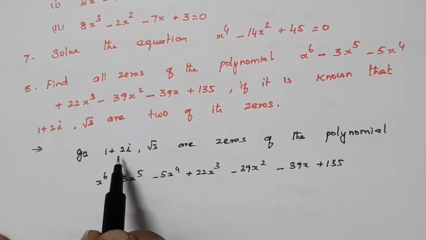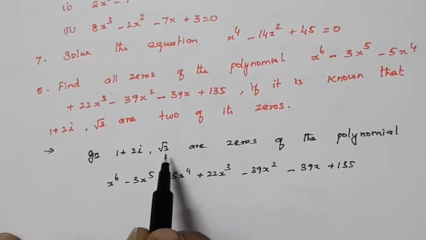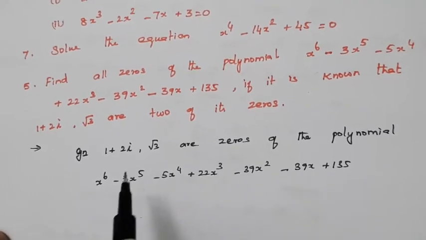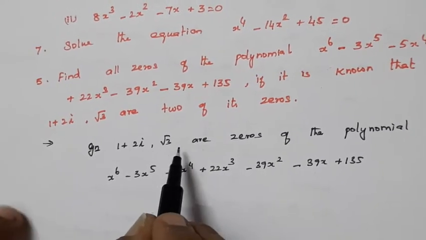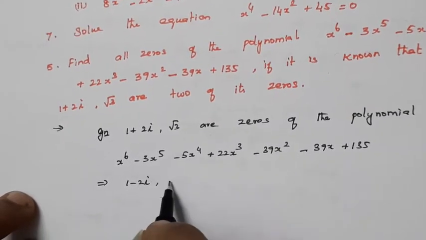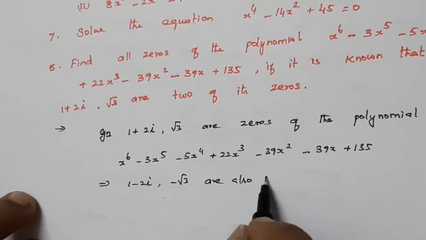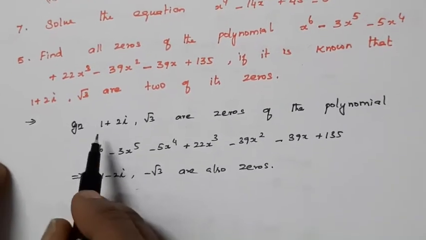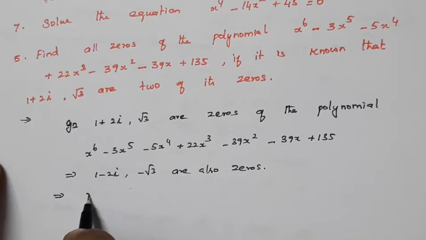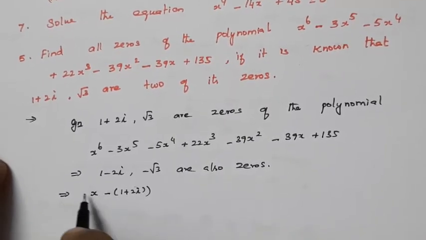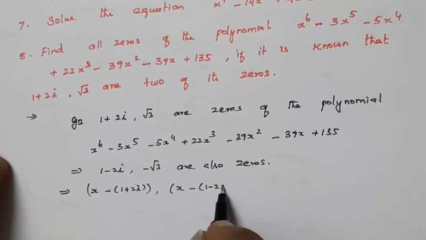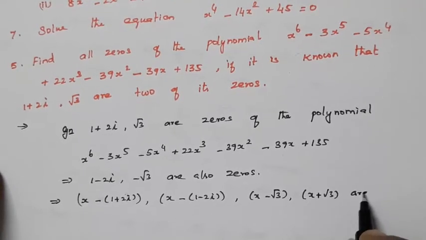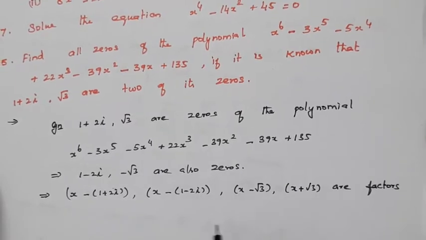See, you know that if any complex or irrational roots exist for a polynomial, its conjugate will also be a root of the polynomial equation, or zeros of the polynomial. So, given here 1 plus 2i and root 3 are zeros, 1 minus 2i, its conjugate, and minus root 3 are also zeros. After getting 4 zeros, let us find the factors. So, this implies the factors are x minus of 1 plus 2i, x minus of 1 minus 2i, x minus root 3 and x plus root 3. So, the 4 zeros will give 4 factors.